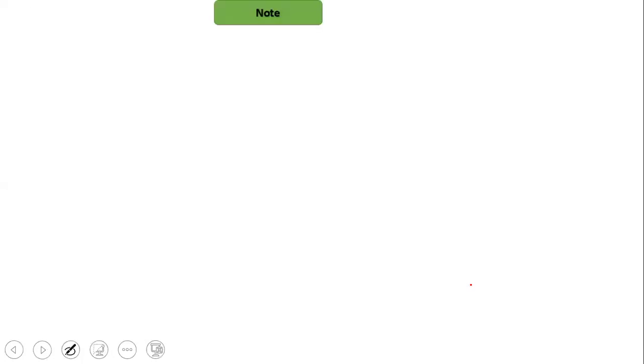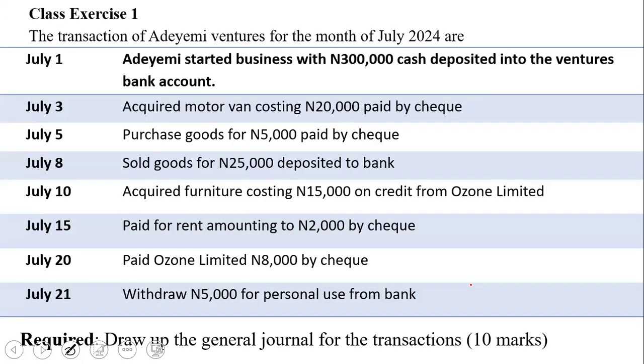Now, we are going to look at this example. After that, we'll quickly go to the ledger. I started a business with 300,000, deposited in the bank. When we talk about starting a business, what comes to your mind? The word capital, and the money was deposited in the bank. Bank is an asset. The rule says when bank is increasing, we debit. Capital is increasing, so we credit. And that gives us 300,000.